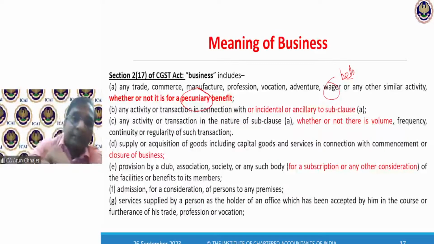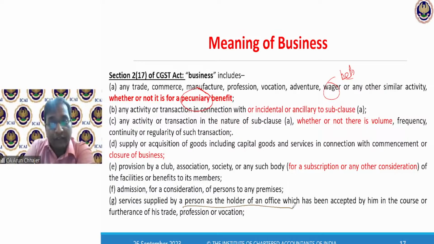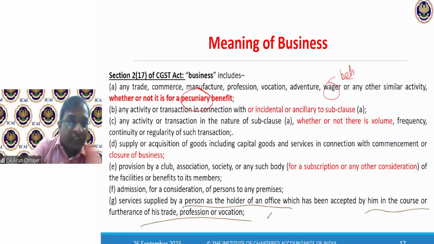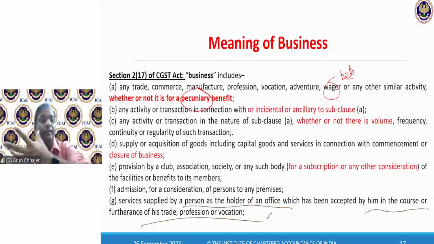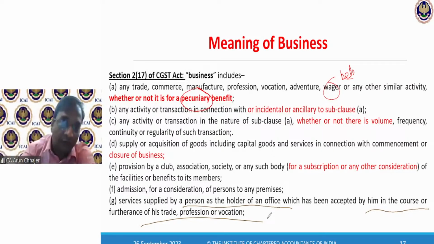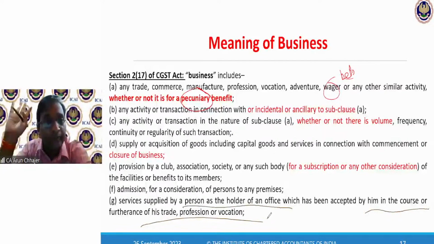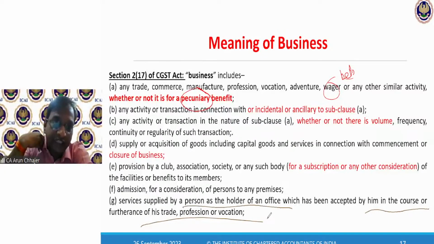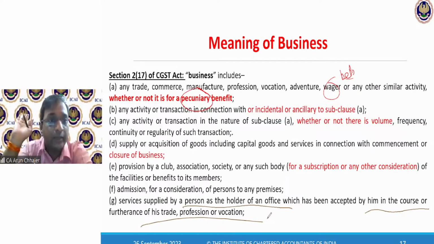Service supplied by a person as a holder of an office, which he has accepted in the course or furtherance of his trade, profession, or vocation. Let's say I am the statutory auditor of XYZ Limited. That company has given me the additional charge of member of their audit committee, the internal team they have formed. Now they have given me the additional charge of holding that office, for which they are paying, let's say, 1 lakh rupees to me additionally per month.